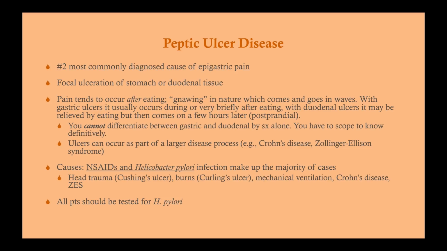So peptic ulcer disease, as mentioned, along with gastritis, is the number 2 most commonly diagnosed cause of epigastric pain when the cause is known. It is a focal ulceration of the stomach or duodenal tissue. The profile of this pain is that it tends to occur after eating.